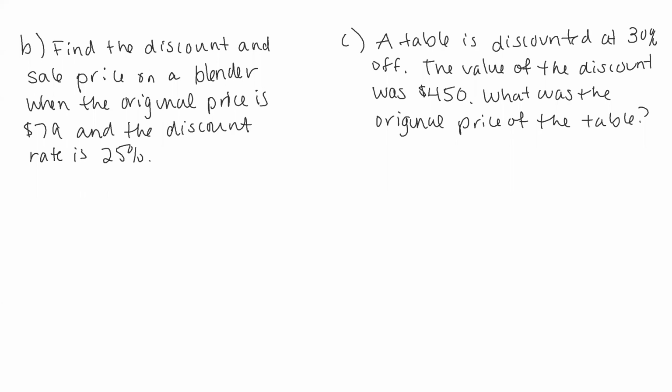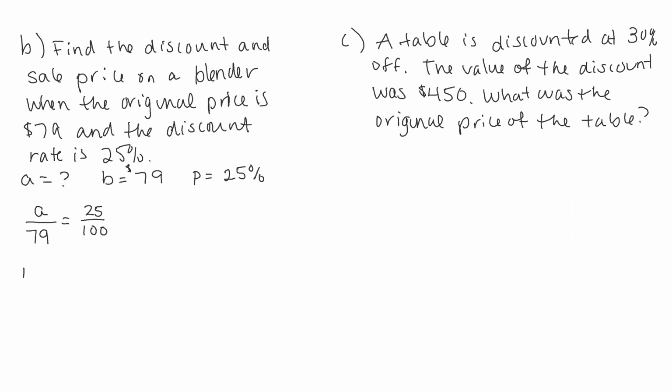The next problem is to find the discount and the sale price on a blender when the original price is $79 and the discount rate is 25%. In this case, the actual discount, we don't know. The base is the original price of the blender, which is $79. And the percent is the discount rate, or 25%. I'm going to use the proportion in this case. So I get A over B, which is 79. Remember, A is the value of the discount. B is the cost of the item or items before the discount. And I'm going to put that equal to P over 100.